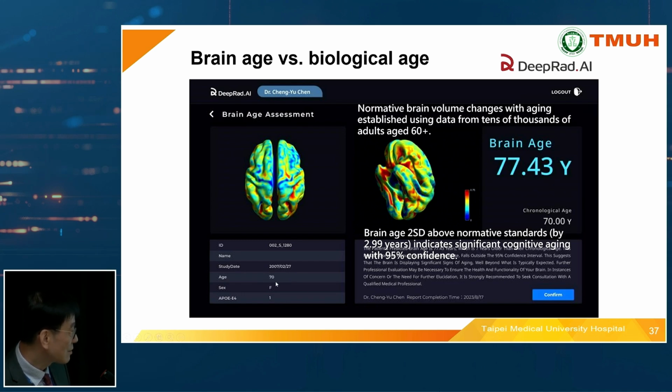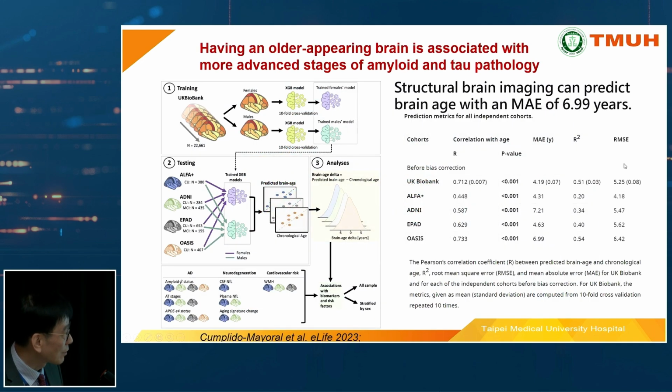Okay, for the brain age, this female is 70 years old, and our model predicts her brain age is 77.43. Her brain age is much older than her biological age. Usually, if you use big data to train brain age prediction, there is always some standard deviation or error margin. Our error margin is 2.99. It's the lowest in the benchmark, because other studies using different data sets have errors between 4 years and 6 years. So ours is the lowest.